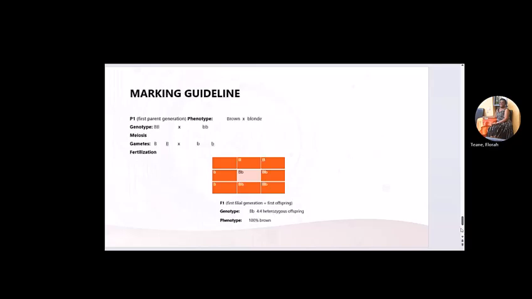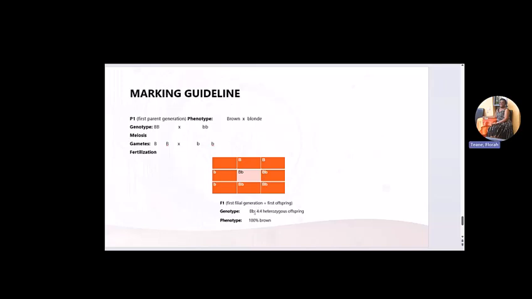Right. This is the marking guideline. You must have indicated parent 1's phenotype is brown and blondie. Brown is capital letter B times 2. Blondie, small letter b times 2. After meiosis, here are the gametes. The gametes need to be transferred here to show fertilization and the formation of the first filial generation, the F1. And here are the gametes.